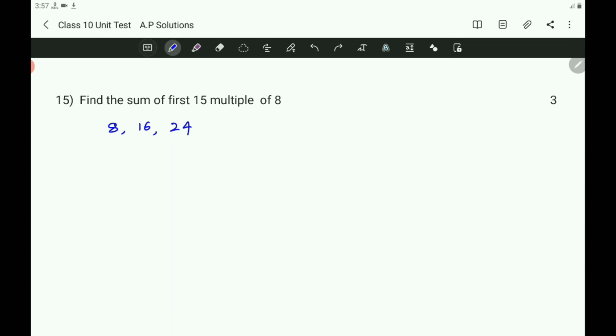here up to 15 terms. 15 multiples means you can write 15 terms, or otherwise by getting the 15th term, that is 15 into 8, that is 120, you can also write. That is the 15th one, multiplying 15 and 8. Or otherwise you write 15 terms. Then you write here A equals 8, D as it is multiple of 8, you will get D always equals 8 only. That is 16 minus 8 equals 8. Then N equals 15, S equals question mark.